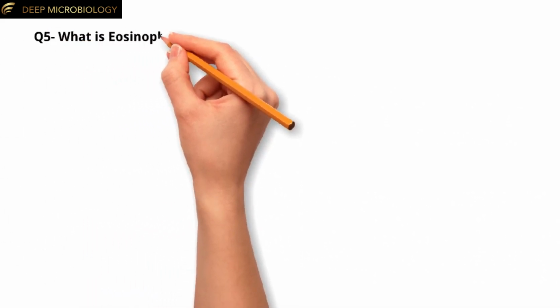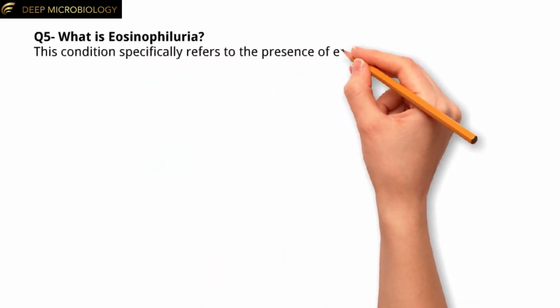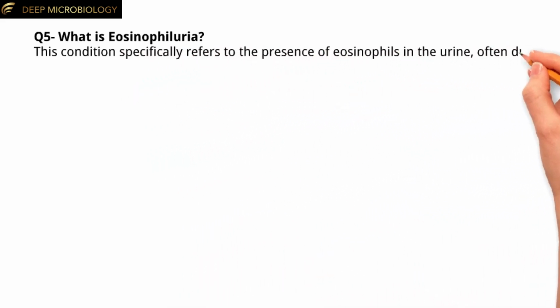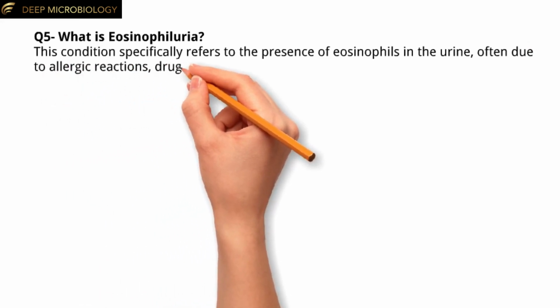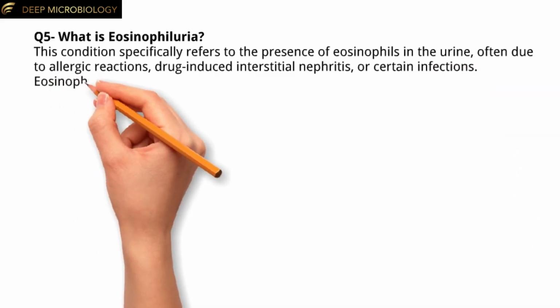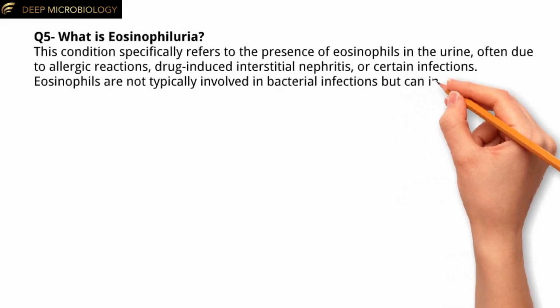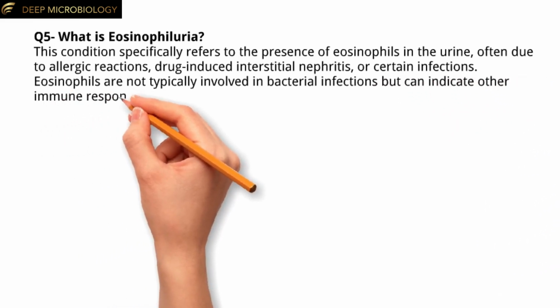Question 5. What is eosinophiluria? This condition specifically refers to the presence of eosinophils in the urine, often due to allergic reactions, drug-induced interstitial nephritis, or certain infections. Eosinophils are not typically involved in bacterial infections, but can indicate other immune responses.